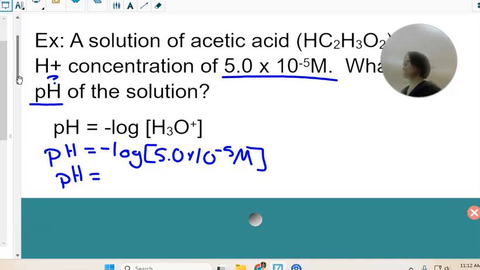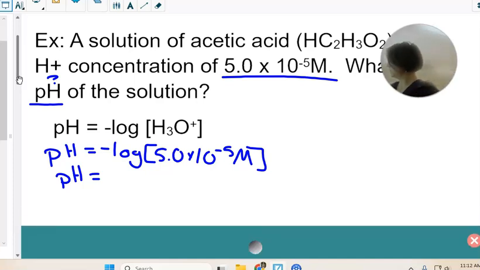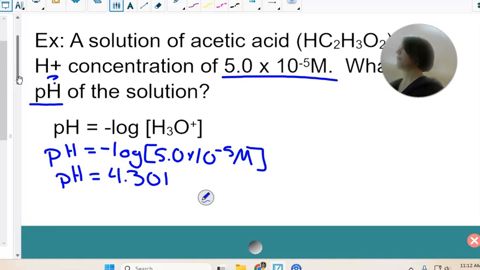So if you pick up your calculator and you put opposite log, and then in parentheses, 5.0 times 10 to the negative fifth, parentheses, you should get exactly 4.301, and it goes on from there. So let's see how many sig figs we get. Oh, we have 2. So our pH with 2 sig figs is 4.3.